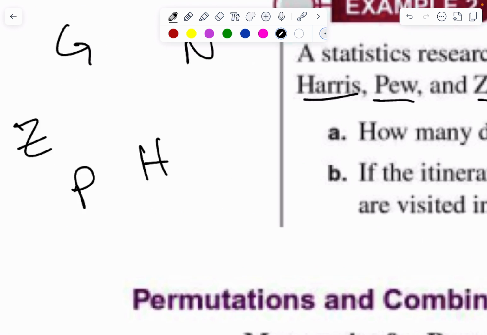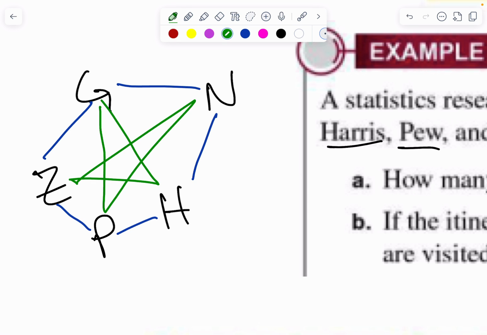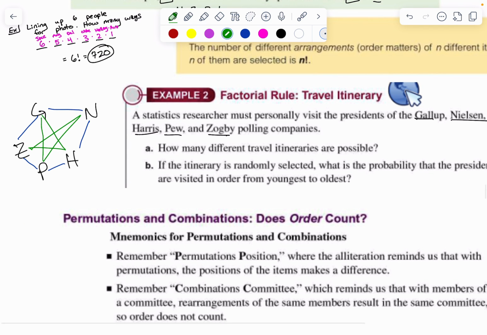If he wants to be not silly about this, he could go in order of distance, right? But he doesn't have to. He could go like this route. He could make a star, right? That's another combination that he could do if he wants to make it really hard on himself. How many different travel itineraries are possible? He will visit all 5 of them, right?